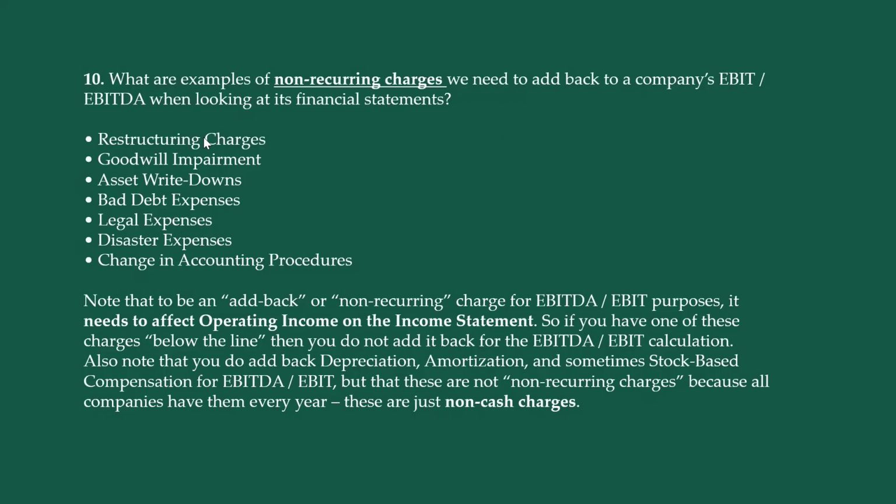Every quarter, the company doesn't restructure. Goodwill impairment: you cannot impair goodwill every quarter. Asset write-downs, bad debt expenses, legal expenses. If the company is in way too many litigations, if a lot of people are suing, or there are legal notifications to the company, then it's a bad company to invest in. Disaster expenses: disaster is a one-time expense. Non-recurring means they do not reoccur, or they are only one time.